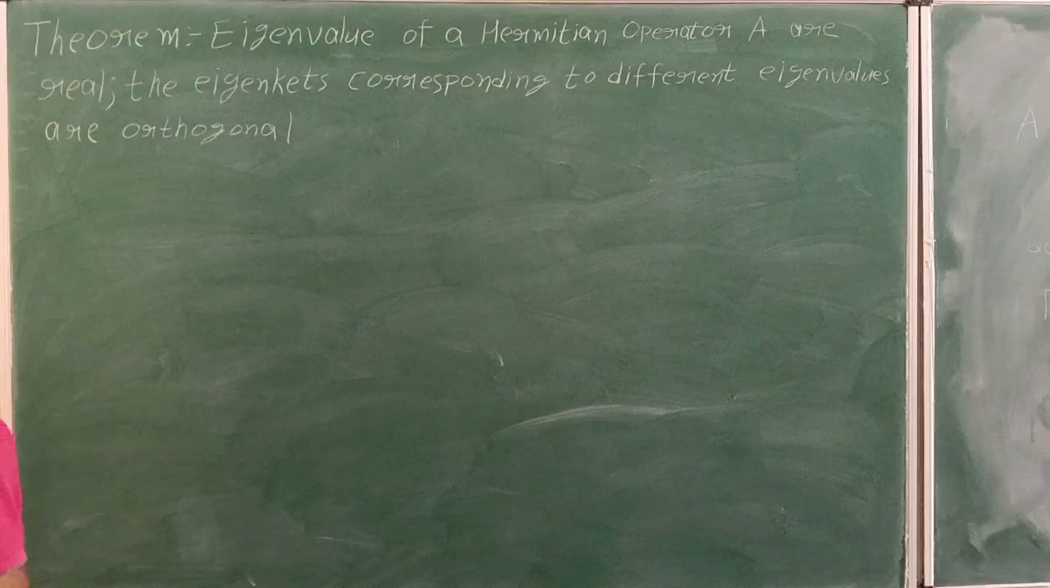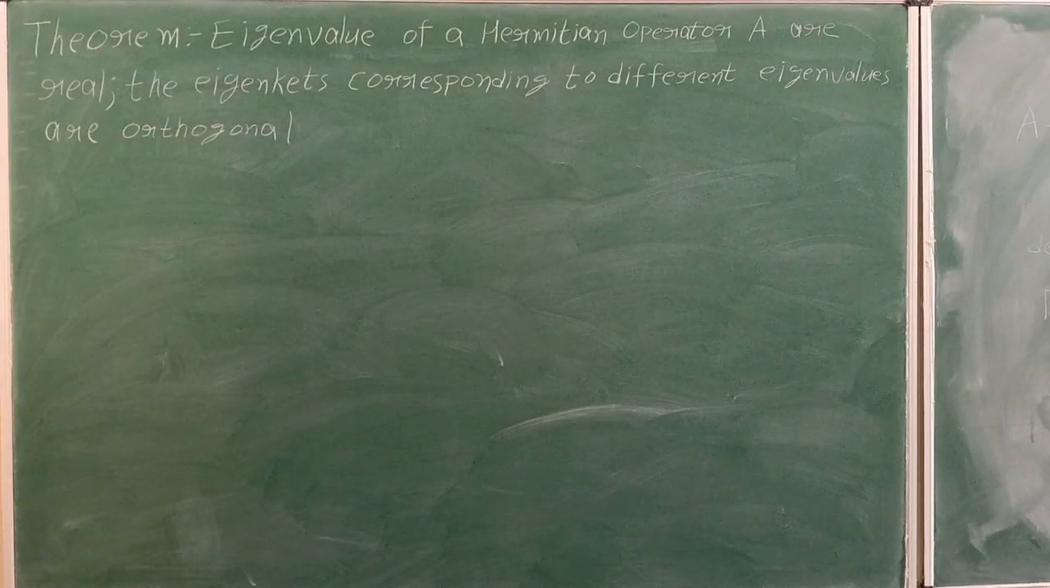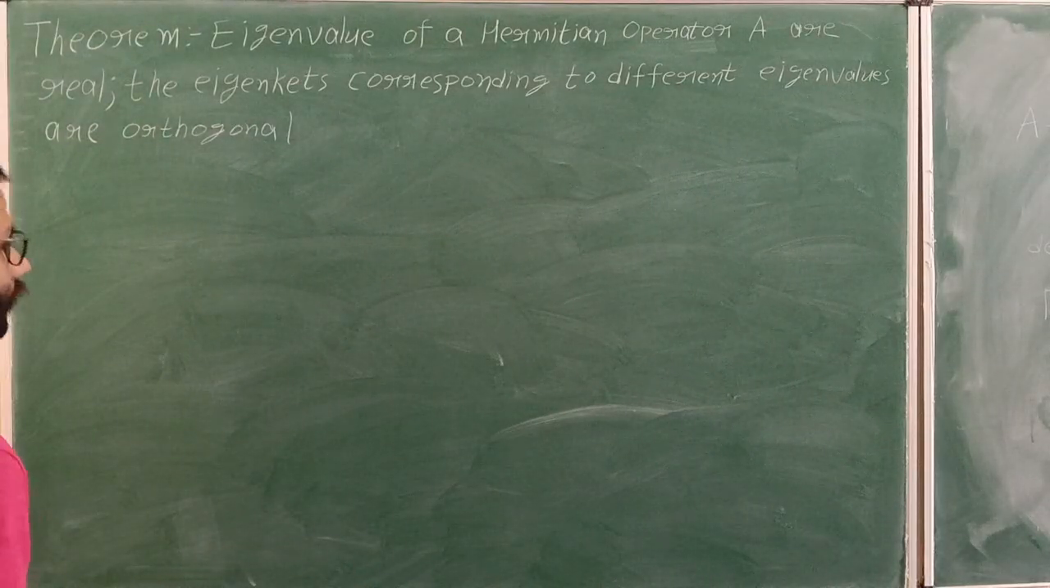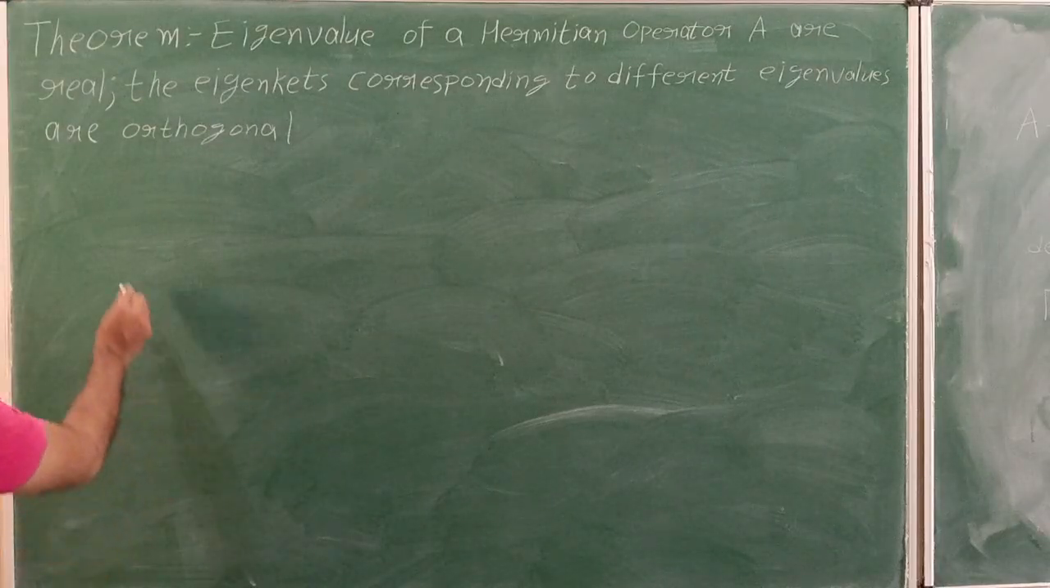Okay, so today we are going to learn about a theorem from the first chapter of Sakurai, that eigenvalues of a Hermitian operator A are always real, and the eigenkets corresponding to such different eigenvalues are always going to be orthogonal.